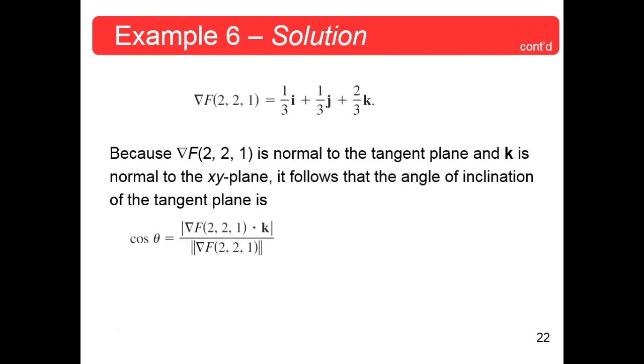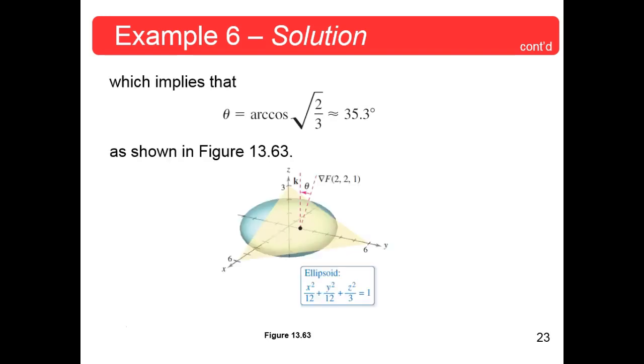which, to me, is doing a dot product with k, which only gives you that component times k. So, I mean, it's times 1. That seems a little ridiculous to write it all down. Divided by the magnitude of the gradient there, and that would be 2/3 over that thing, which we did, and they just come up with that being the square root of 2/3, which is true. We verified that, okay? And then the arc cosine of that is 35.3 degrees, just like you saw.